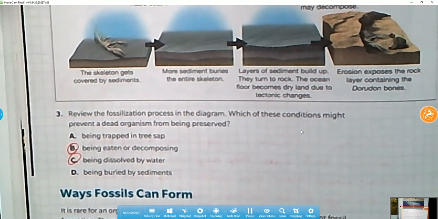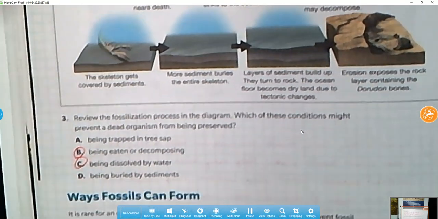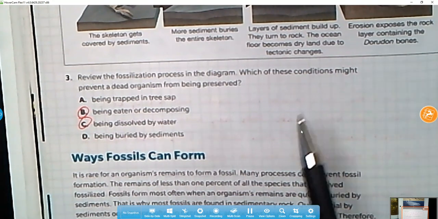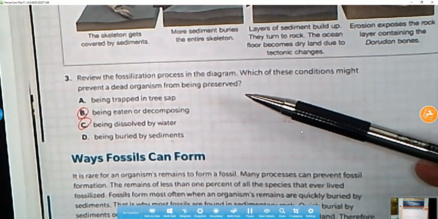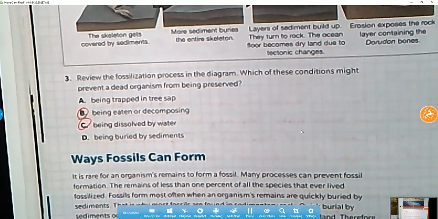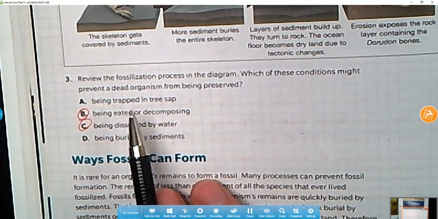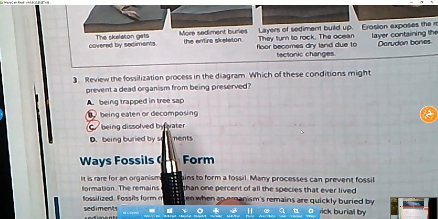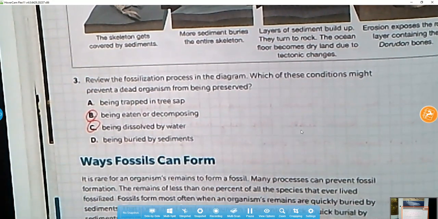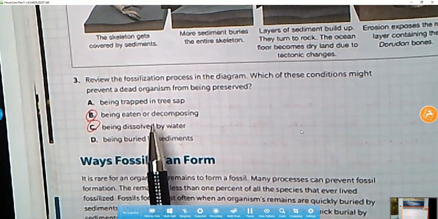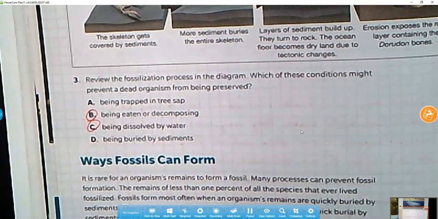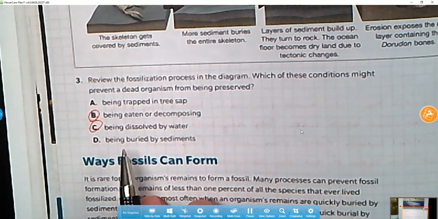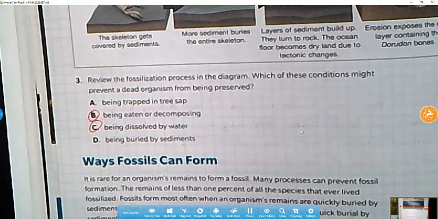And so if we look at the process of fossilization in that diagram, which conditions might prevent an organism from being preserved? Well, if it was trapped in sea sediments, or if it was trapped in tree sap, it would actually be preserved. That's called an amber fossil, and we're going to look at that here in just a second. But if it was eaten or decomposed, you're not going to see a fossil of that because there's nothing there to become a fossil. If it was dissolved by water, again, it would disappear completely. We would never see that.